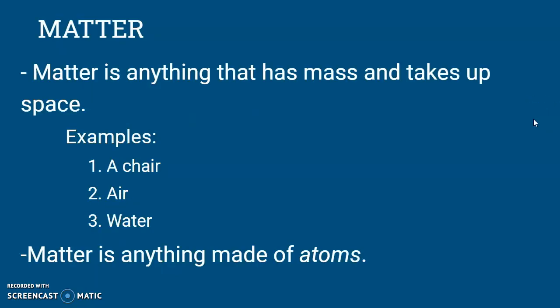So matter is anything that has mass and takes up space. Look around the room that you're in right now. Pretty much everything you see, and some things you don't see, are made of matter. An example is your chair. Your chair has mass, it takes up space, it's matter. You have mass and take up space.